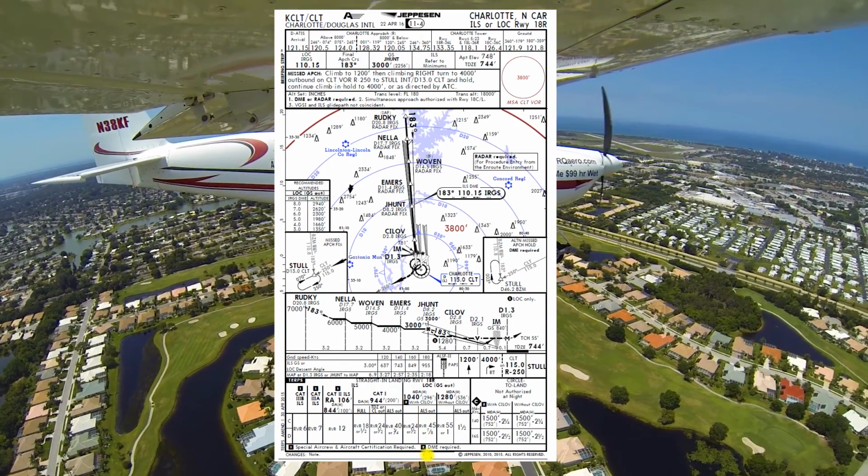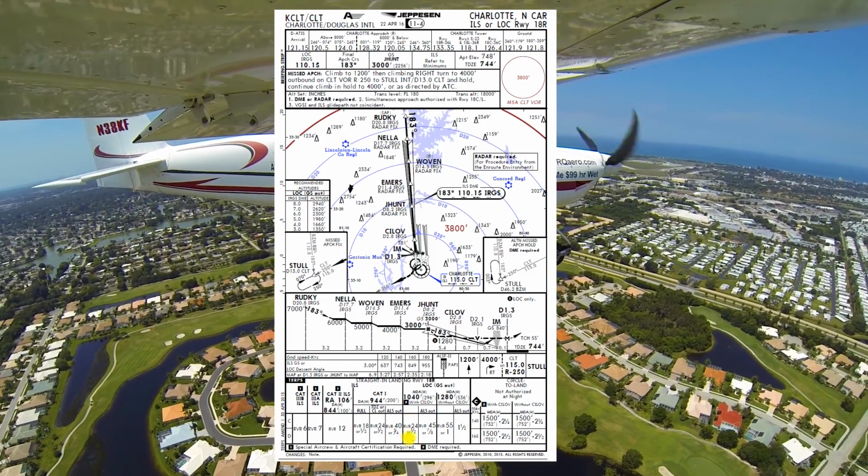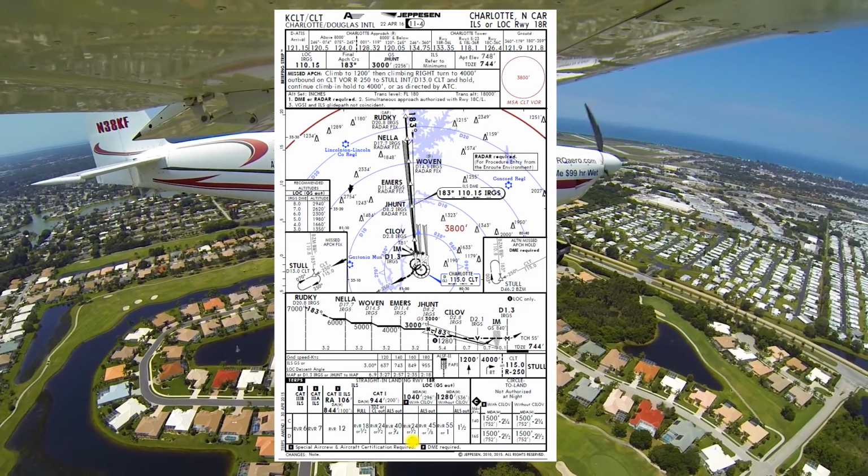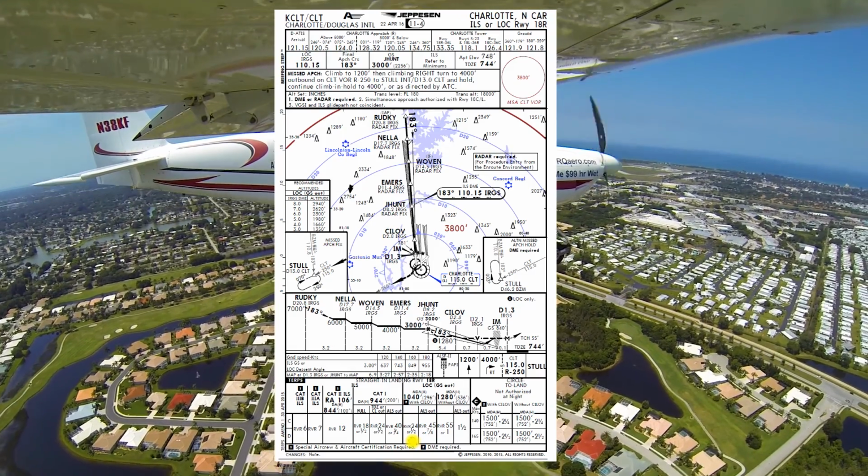We're going to identify Silov with DME. DME is required, and we have it. And our RVR we're looking for is 2,400 feet or a half mile viz.